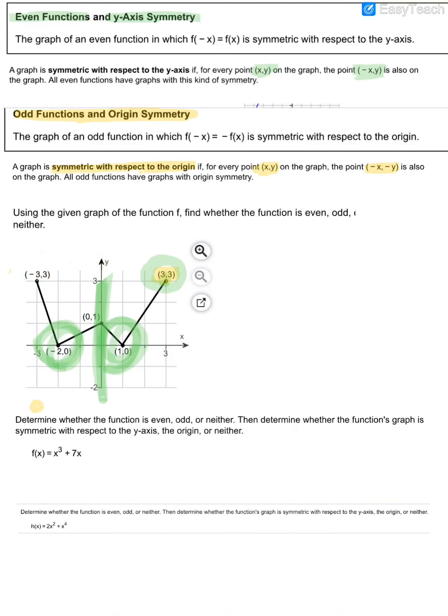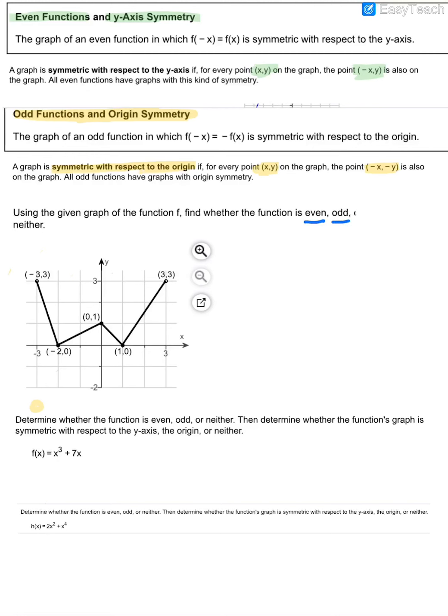So that's the main definitions. Now we have to apply it both graphically and with equations. Again, when I look at this first particular example, they are asking me to use the given graph and determine whether it is even, odd, or neither.